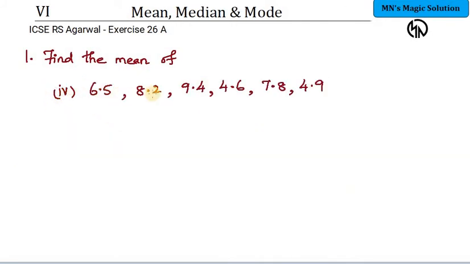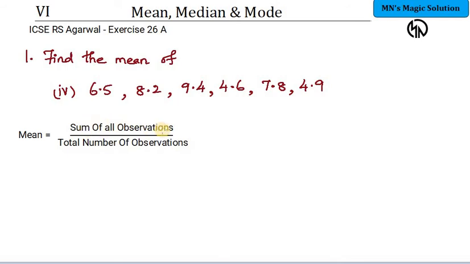The fourth subdivision is all decimal numbers. So as usual for finding the mean, what is the formula? We have to find the sum of all observations. In case of decimals, to find the sum of all observations, I have to take into account the decimal places after the decimal point. All the terms have one number after the decimal. So I am just aligning it. See, 6.5, 8.2. So the decimal place should come one below the other, and accordingly you have to place the numbers.